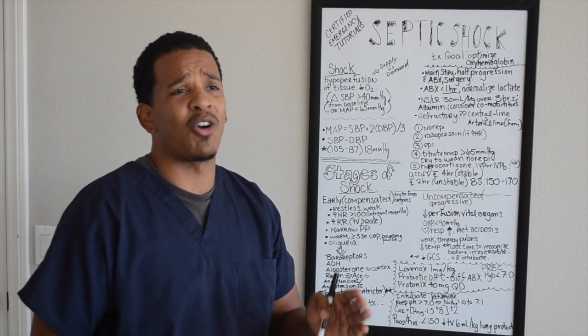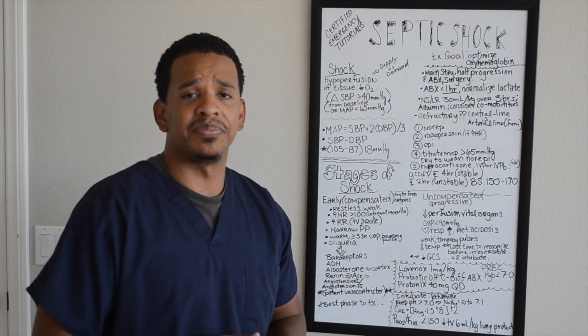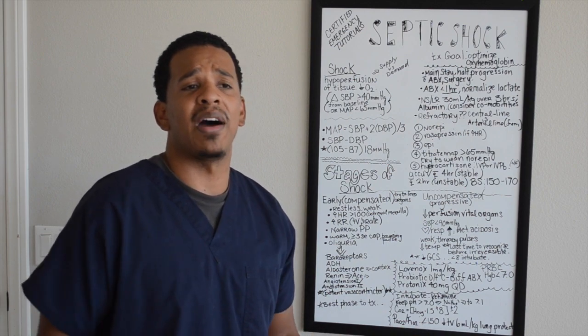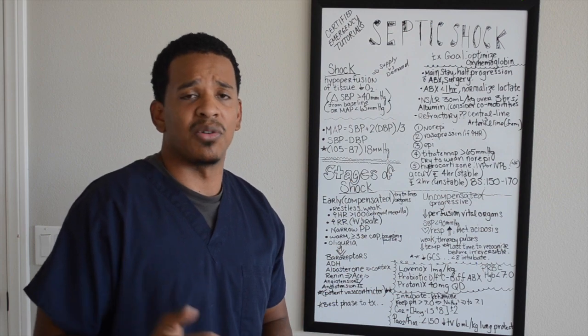Normally doctors don't like to give bicarb unless the pH is below 7.1, right? So you want to get it to 7.2, and then you give the body enough time to start working on the acidosis by itself.